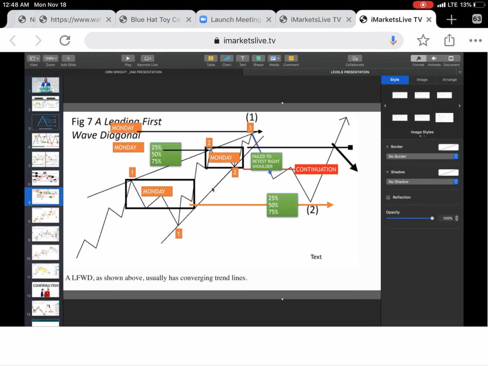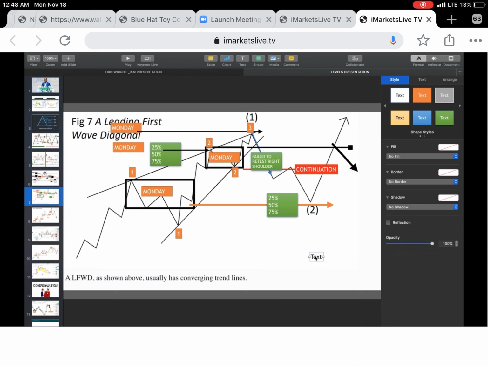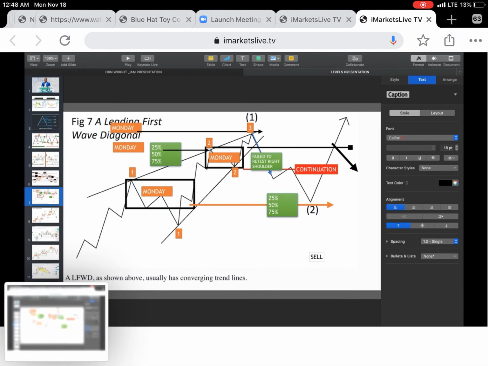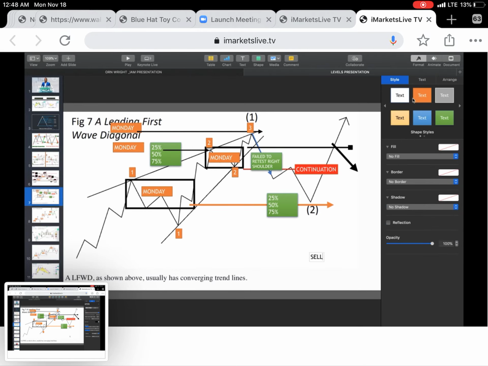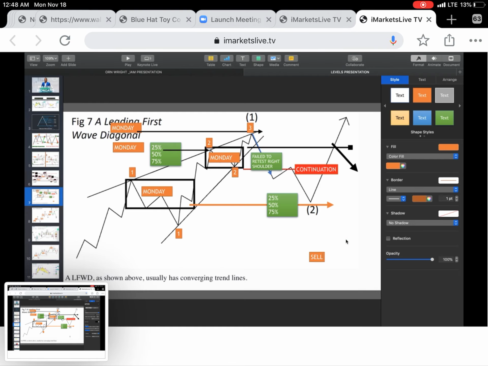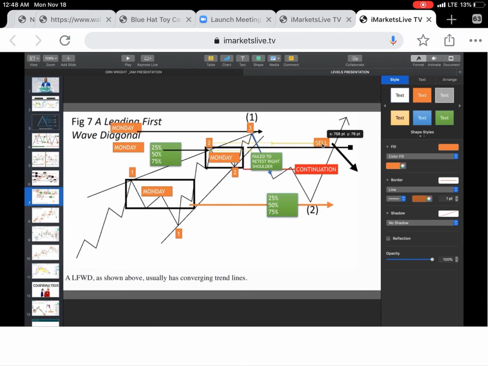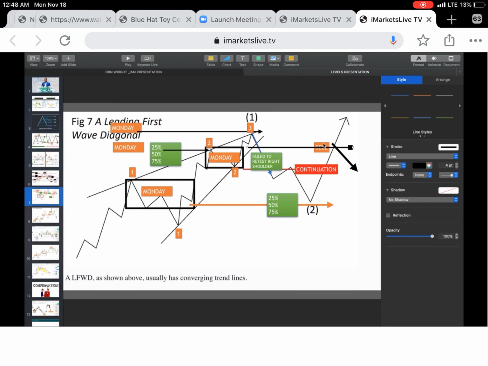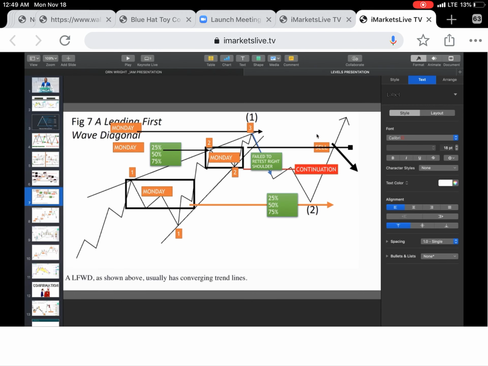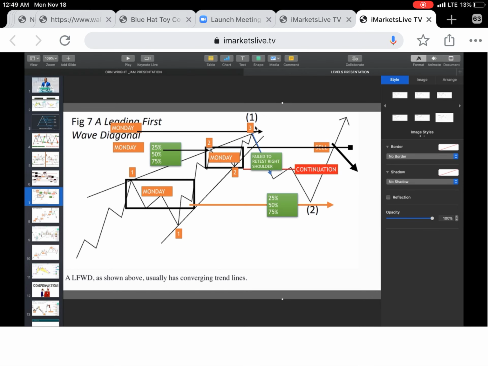Perfect. There you go. Now you have your sell opportunity sitting right there. Sell. Okay, perfect. Now you have your sell sitting right here. So I'm going to make this the right shoulder. Sell. Number 3 is going to be your head.